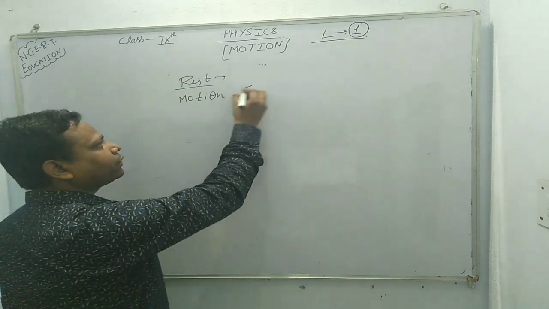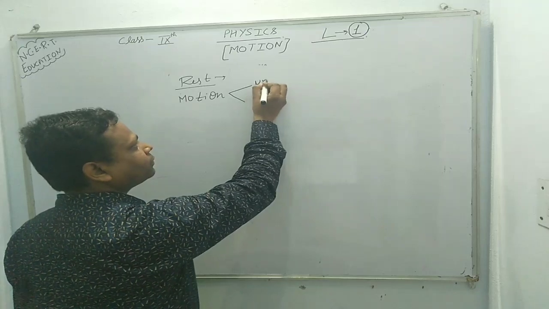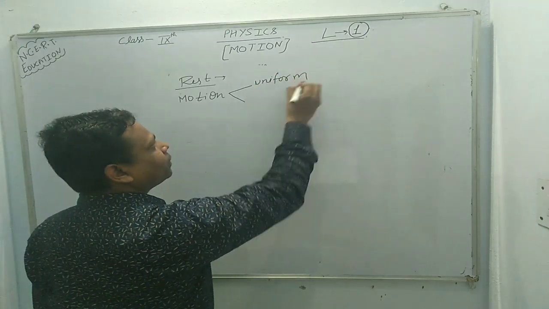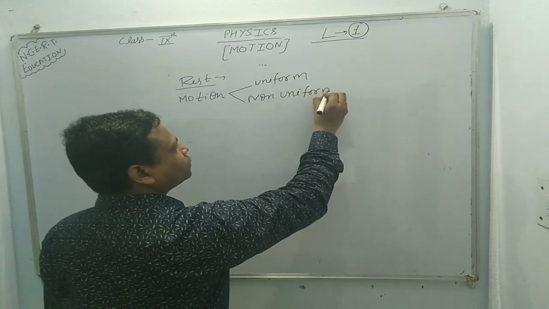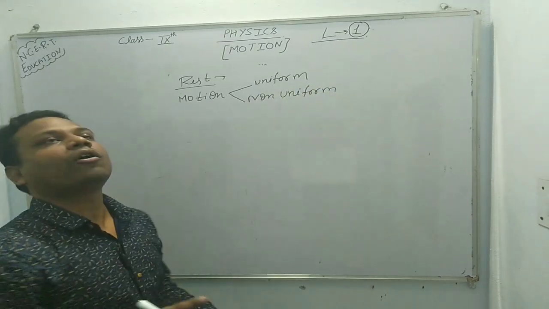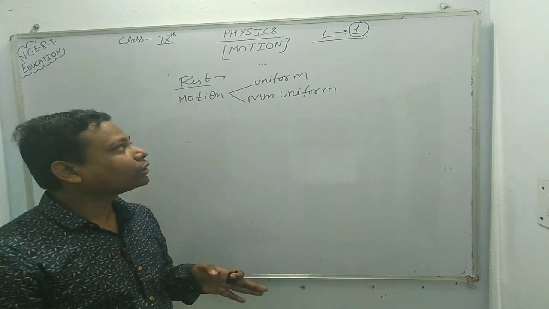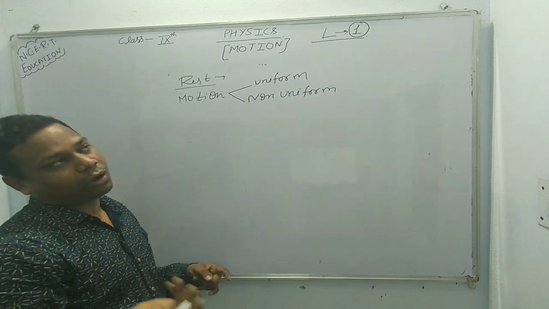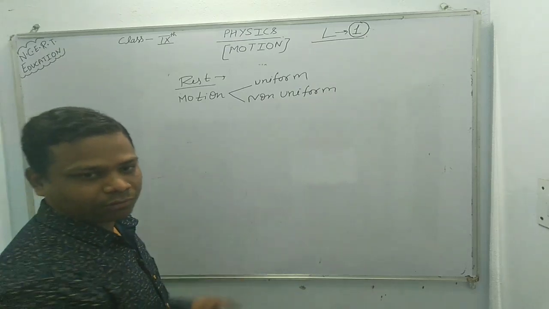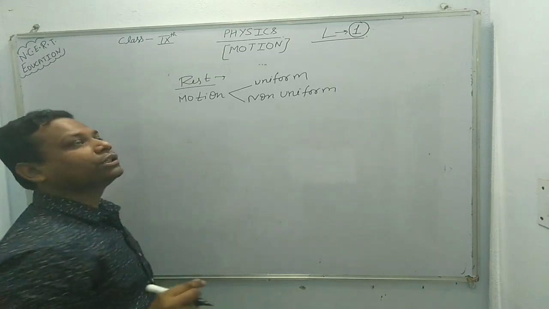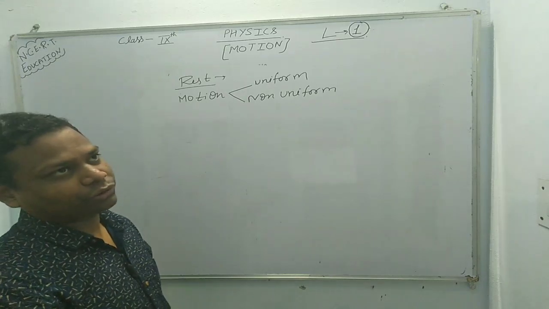Okay, motion has two types: uniform and non-uniform. Uniform motion: if an object covers equal distance in equal intervals of time, it is said to be uniform motion. And non-uniform: if an object does not cover equal distance in equal intervals of time, it is said to be non-uniform. It may be circulatory motion, vibratory motion, and oscillatory motion.